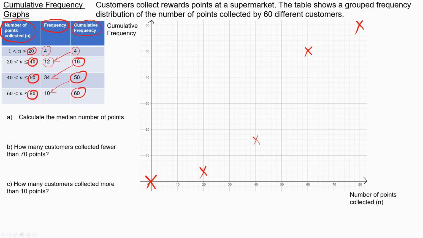What we need to do now is join these points up. It's very important that we use straight lines, not a curve here.